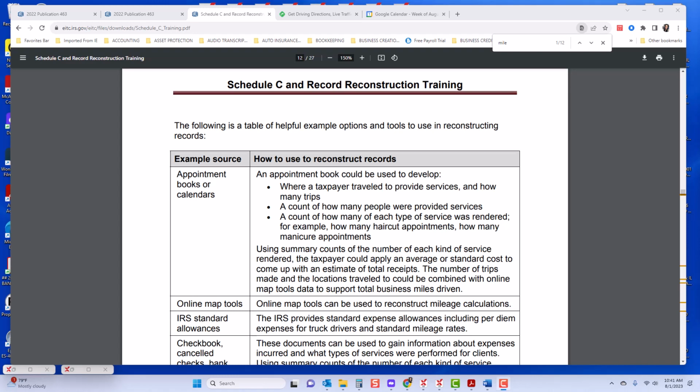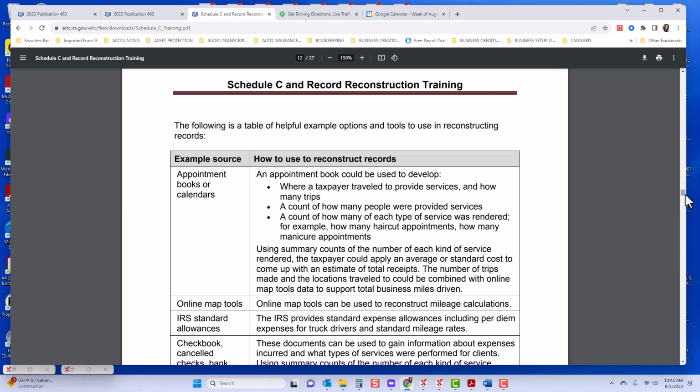This is Trudy with Howard Tax Prep LLC, and I wanted to briefly go over what you need to do to reconstruct your mileage when you have used a vehicle in your business, but you have not been using an application like MileIQ to track your mileage.